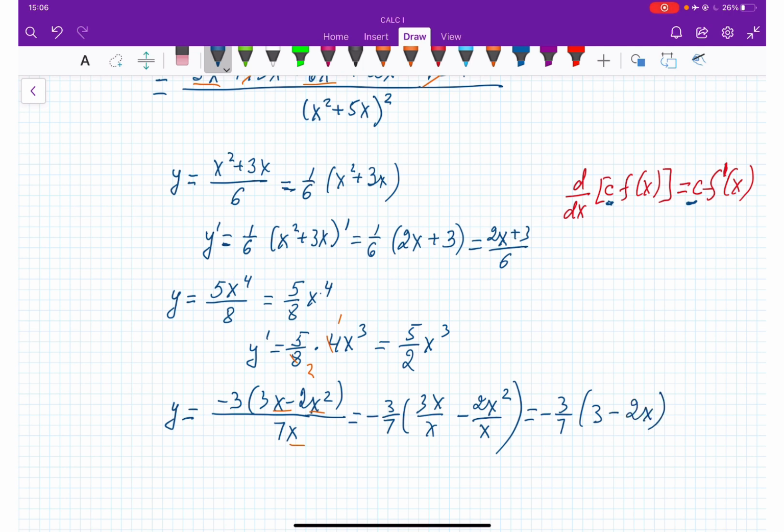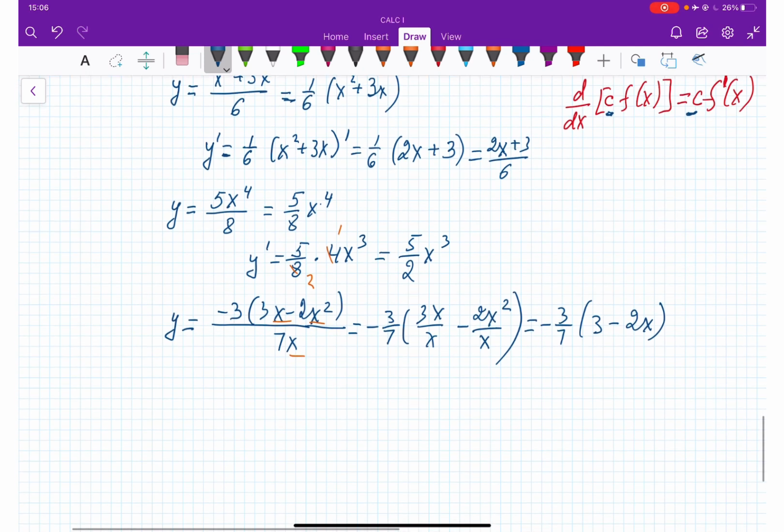3 minus 2x. So now if I take the derivative, y prime is going to be equal to negative 3 over 7, it's a constant, it will come out. And in parentheses, what will we have left? The derivative of 3 will be 0, the derivative of negative 2x is going to be negative 2, right? Negative 2, and that will be equal to 6 over 7.